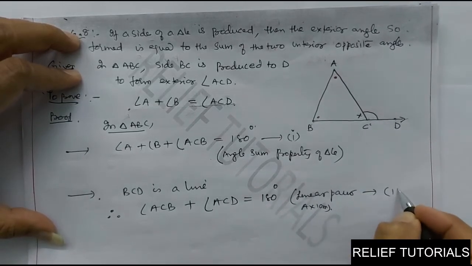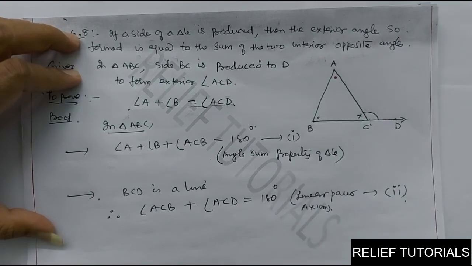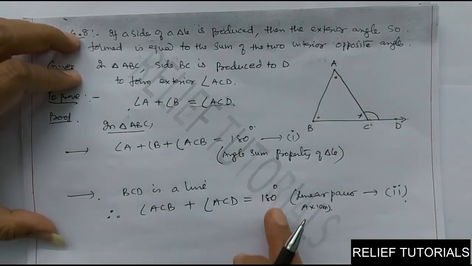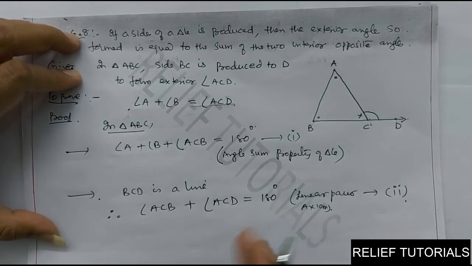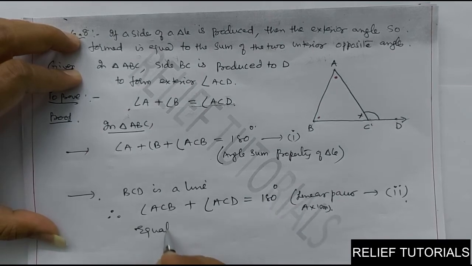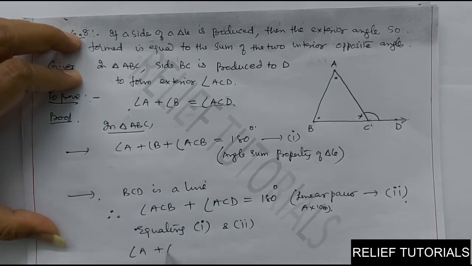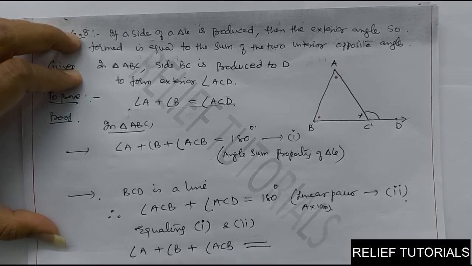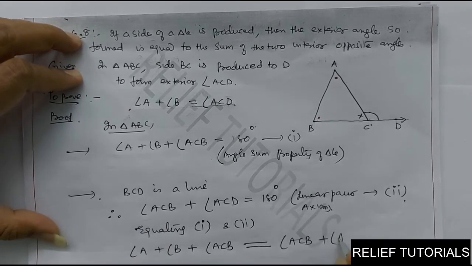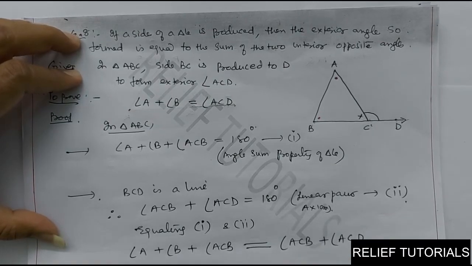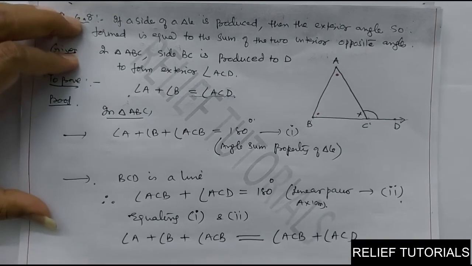This is 2. So this is also 180, this is also 180. So equating 1 and 2, you equate both. So I can write angle A plus angle B plus angle ACB is equal to angle ACB plus angle ACD. Any doubt?